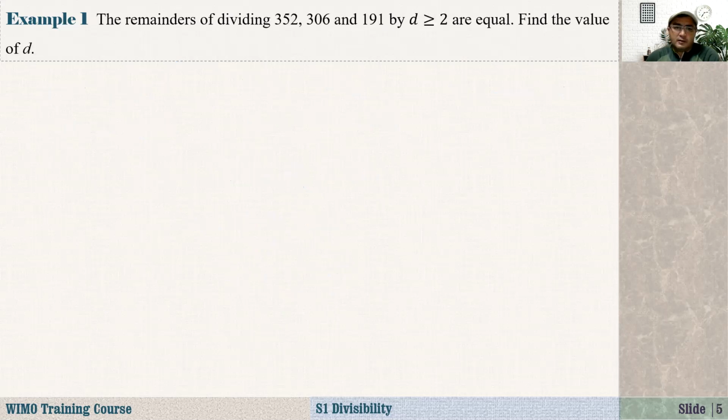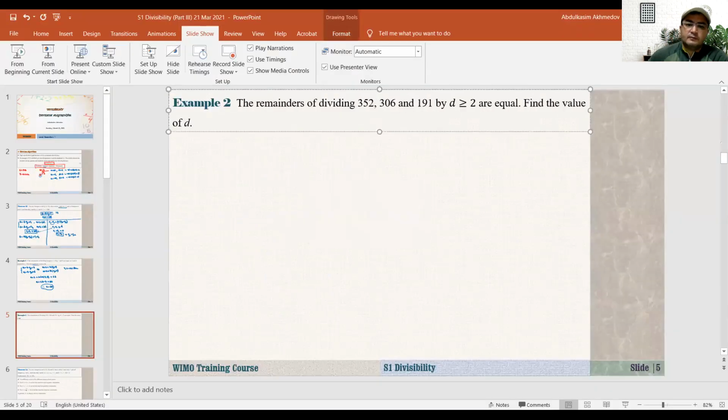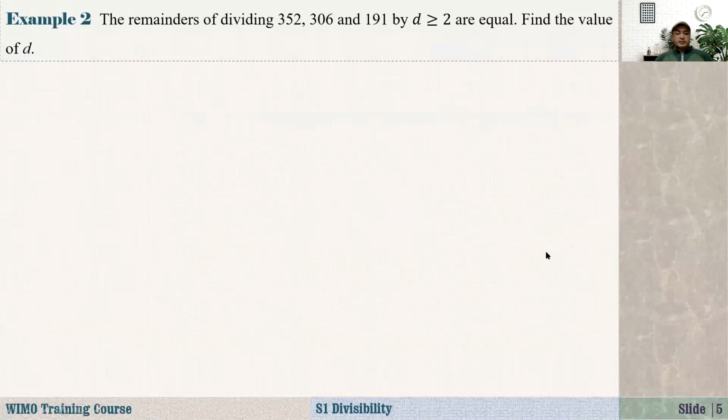Another example, actually it should be example 2. All right. The remainders of dividing 352, 306, and 191 by D, where D is greater than or equal to 2, are equal. Find the value of D. Since we are talking about division by integer D, for 352 and D, 306 and D, 191 and D, there's only a unique way of writing this in the form of the equation.